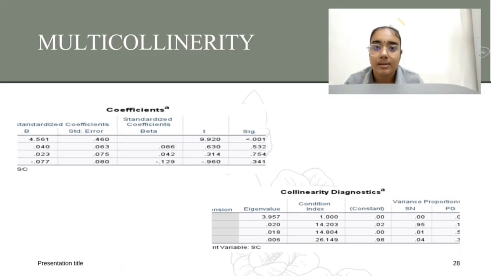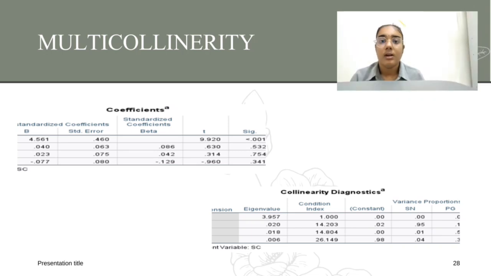Multicollinearity. Collinearity statistic represents the percentage of a predictor's variance that is independent of the other predictors. The SN and SC coefficient is 0.040, while the PG is 0.023 and ED is negative 0.077. Collinearity diagnosis. The condition index of 14.203 suggests the presence of moderate collinearity. The condition index of 26.149 denotes high collinearity.